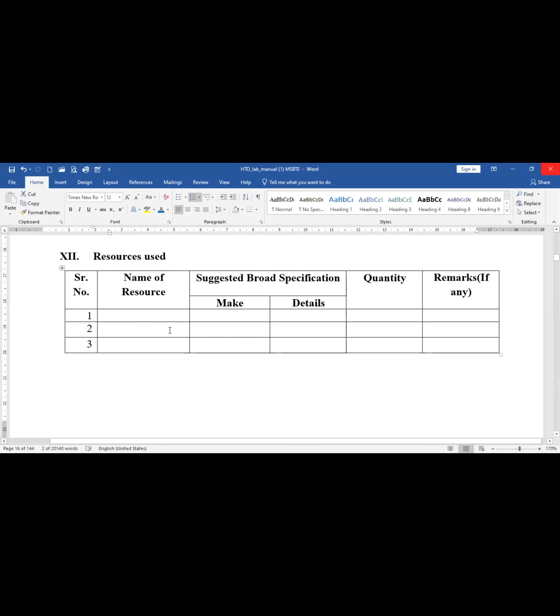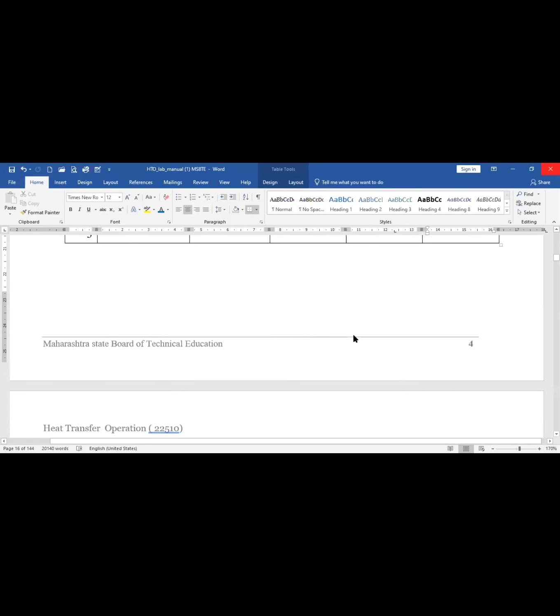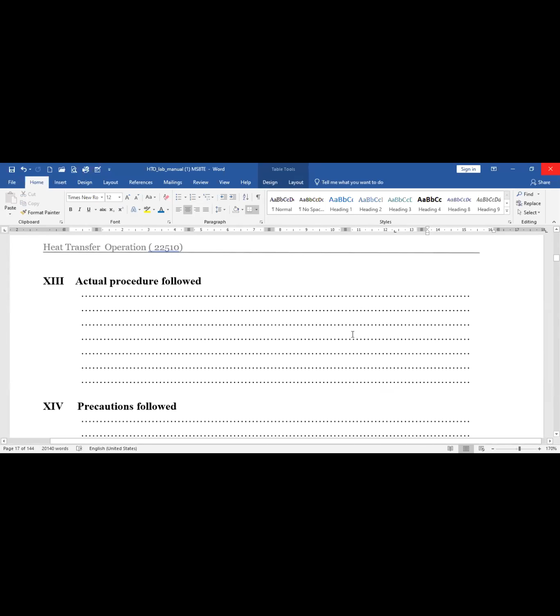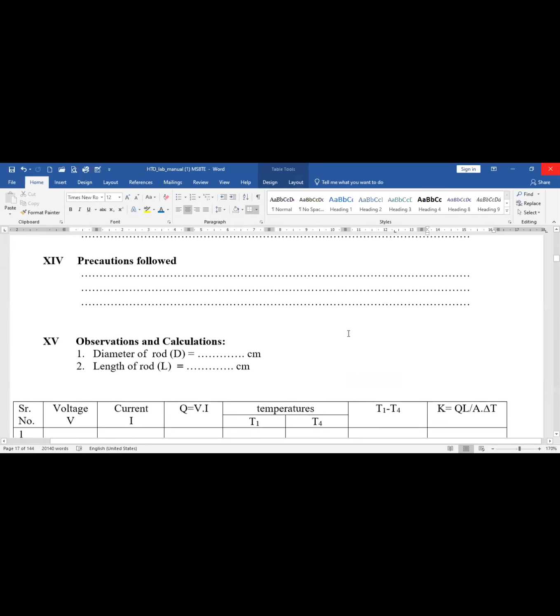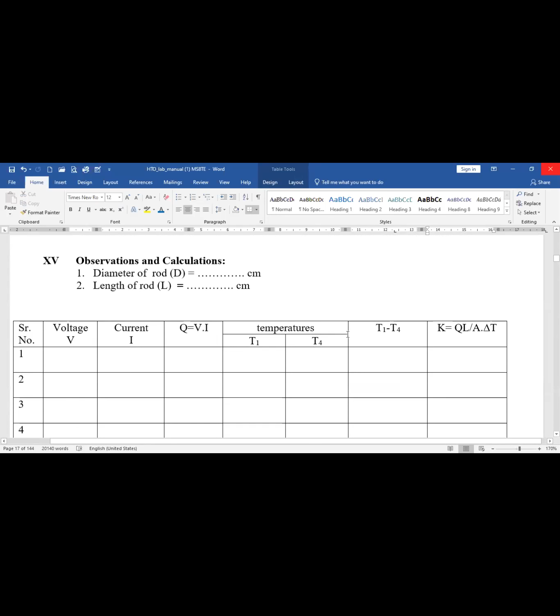The resources required. So whatever the resources you have, now in our case we are having the KC company's setup and we are having the slab instead of rod. So likewise, whatever the experimental setup and that company make is available with you, that should be written in this 12th point. Then whatever the actual procedure is followed by the staff and students should be written in the 13th point. The precautions we have already discussed; the precautionary measures actually followed by the students and staff should be written here, and then observations and calculations.